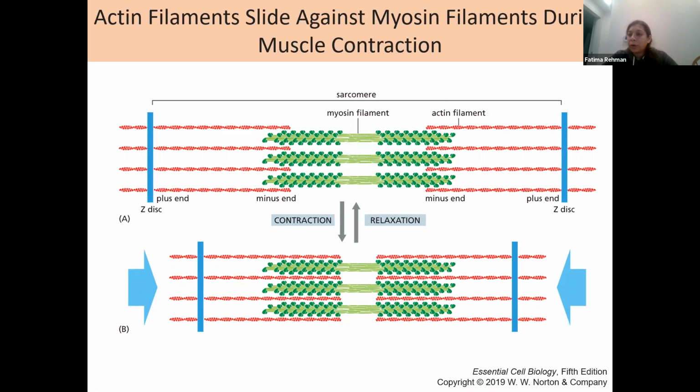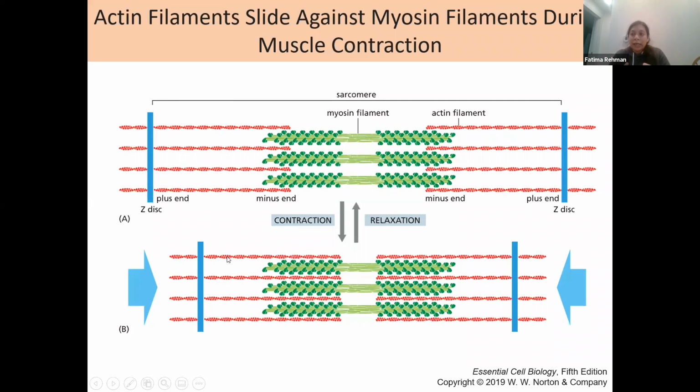So let's look at that a little bit more in detail. These are anchored at these Z discs on either side of a sarcomere. Inside you have essentially the plus end of your actin filament, with the minus end associated with the myosin filaments. When the cells are completely relaxed, the myosin filaments are largely open and not bound to any actin filament. Just on the edges, there is a little bit of interaction.